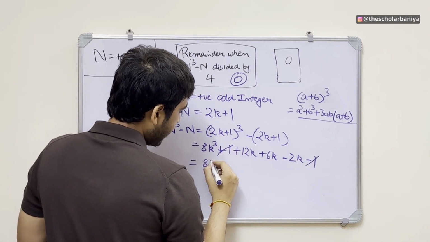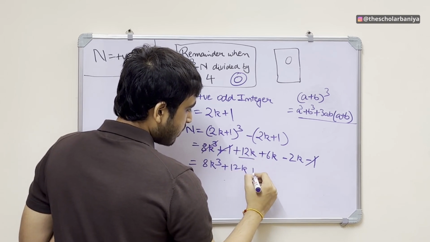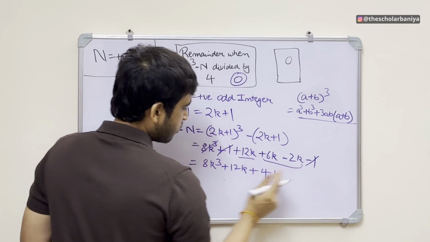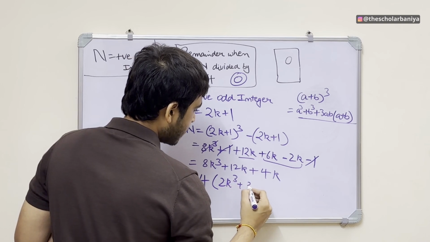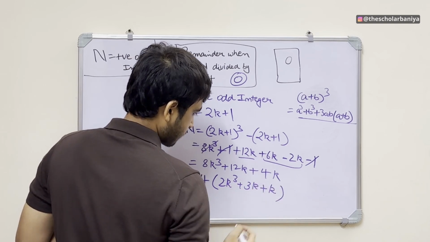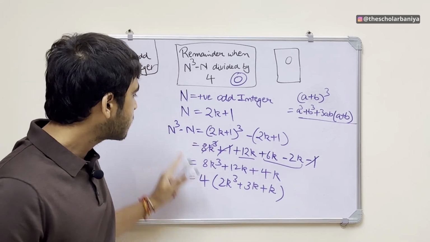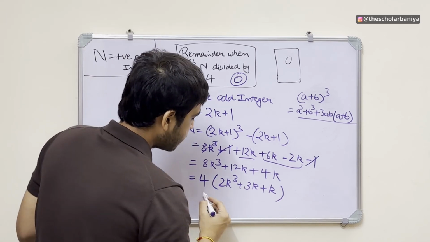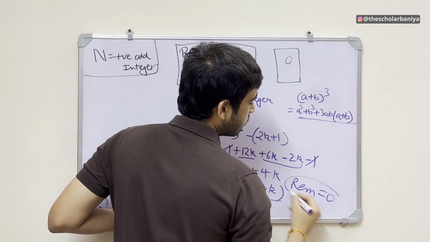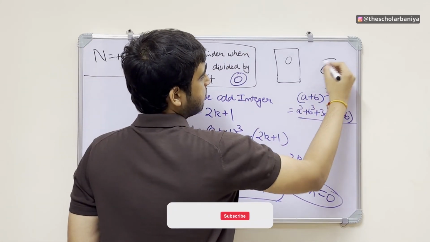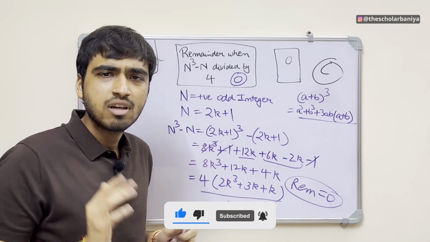So this turns out to be 8k cube, right? Plus 12k square plus 4k. So now you can take 4 common over here. So what will be left? 2k cube plus 3k square plus k, right? So over here also what you get is 4 common and this. Now if you divide this by 4, you will still get remainder equal to 0. So your answer will again be C. So you can follow any of the approaches, either this one or the one that I discussed previously. Both are absolutely fine.